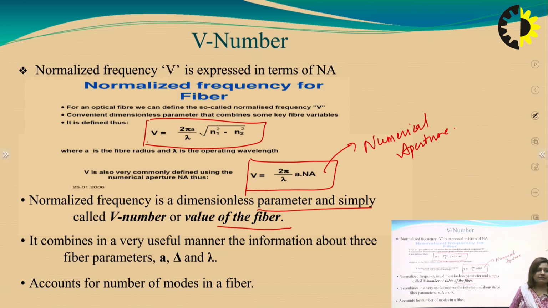It combines in a very useful manner the information about 3 parameters. So, if you increase the diameter or the radius of the fiber, V number will increase. If you decrease the wavelength, the V number will automatically increase. Or if you increase the delta, that is the relative refractive index difference, or the numerical aperture, in that case also V number increases. How the V number will be used for calculating the number of modes, we will see in the next slides.